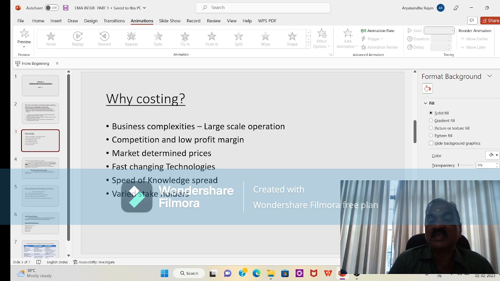Then competition and low profit margin. Competition is increasing day by day. Competition means there are so many other firms also. In a competitive environment, no doubt profit will be small or skin deep. With this skin deep profit, organization has to earn more and more profit by enlarging the operation or scale.